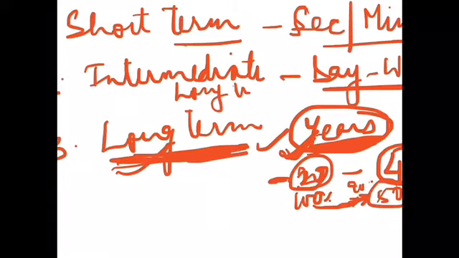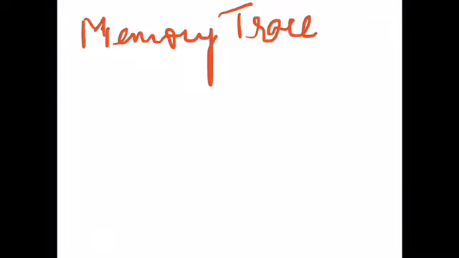Okay, now if we ask what is memory, it's very easy to say: the retention and storage of newly acquired information is the memory. Then how is it stored, where exactly is it stored? There is a term called memory trace, or memory traces. What is this?